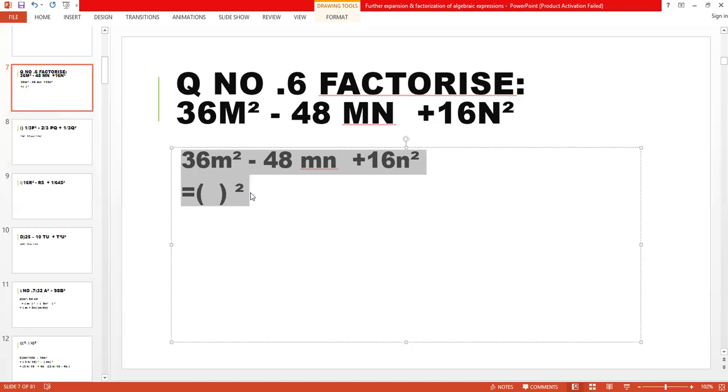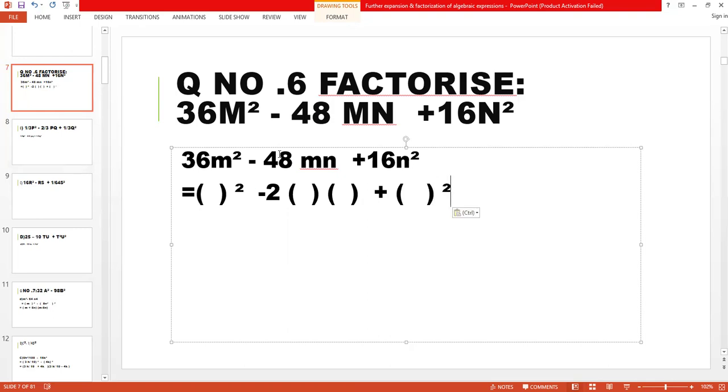Okay. This one is first term square. Then in the center, you have to write minus 2 because in the center we have a negative sign. So we have to put a minus sign, then the first term. Next, you have to write the second term, and then you have to write plus because squares are always positive. So you have to write second term square with a positive sign. So what is the first term and what is the second term?